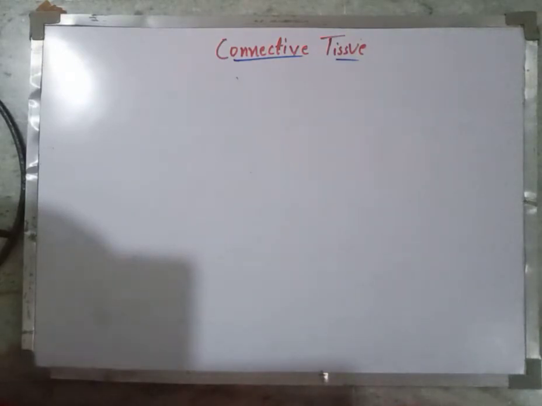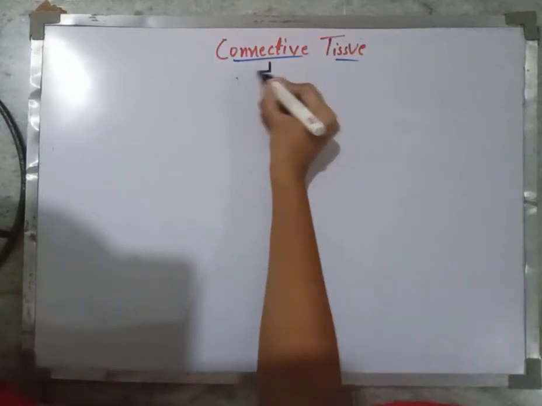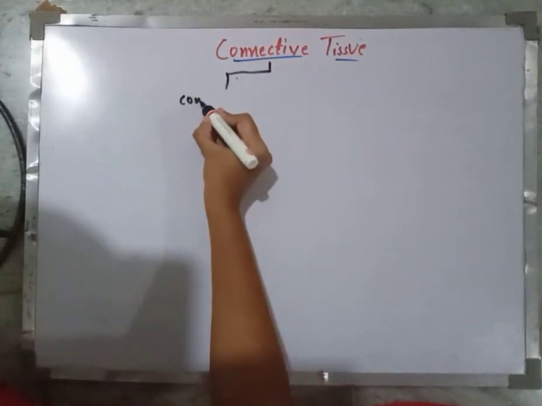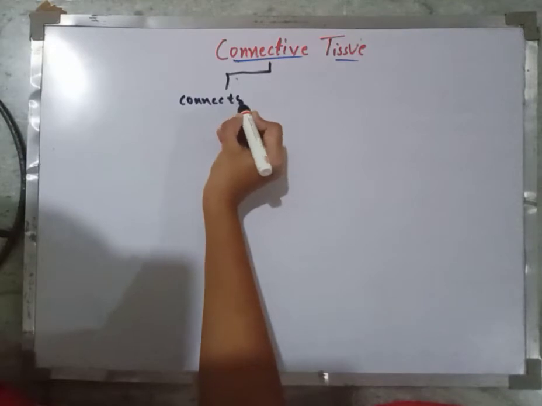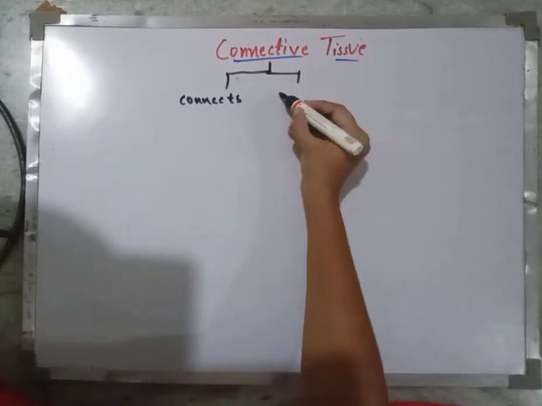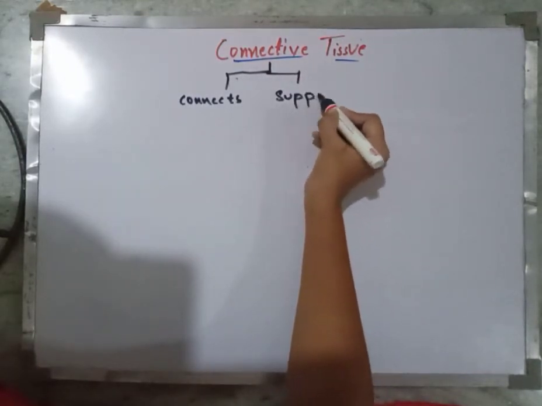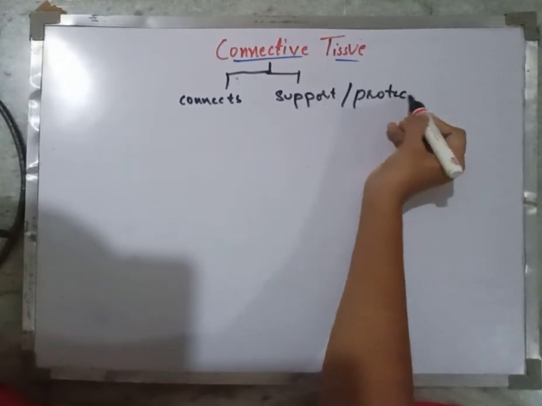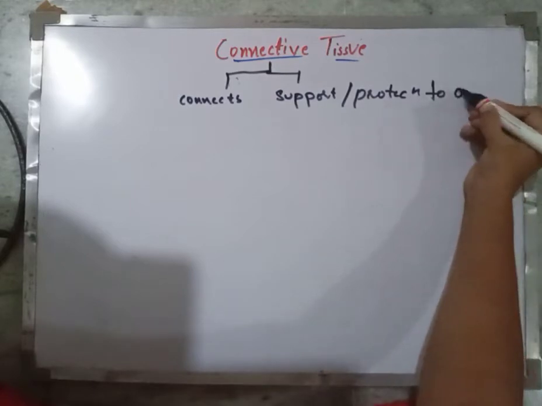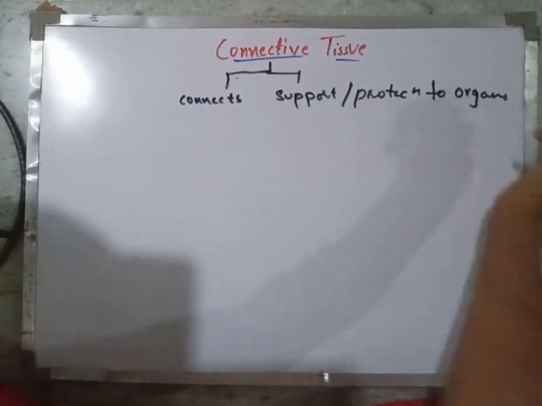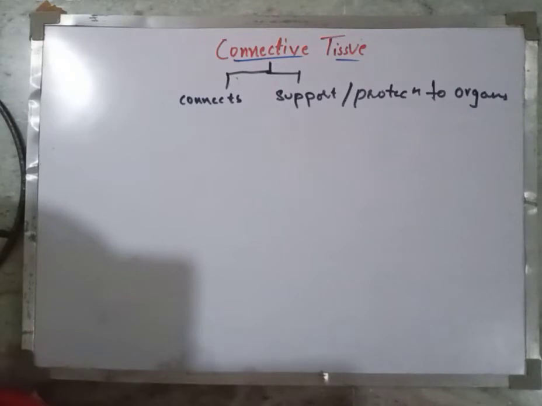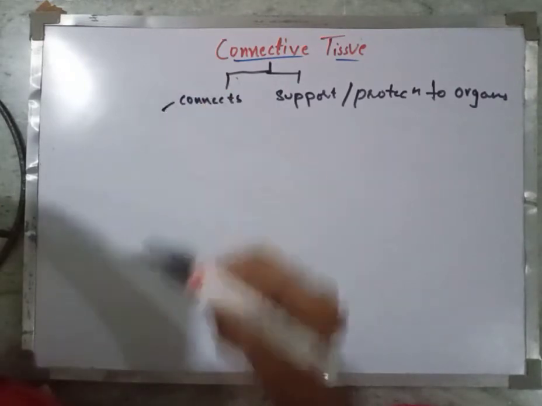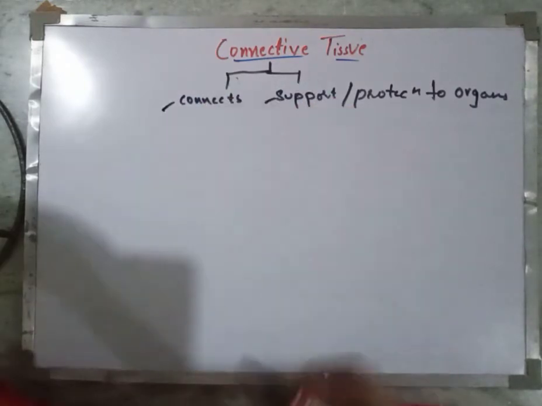So as the name indicates, connective tissue connects. The main function is that it connects the different tissues and also provides support and protection to other organs. This is the important function of connective tissue. So connective tissue is mainly useful for connecting the different tissues, and it also provides support and protection to other organs.